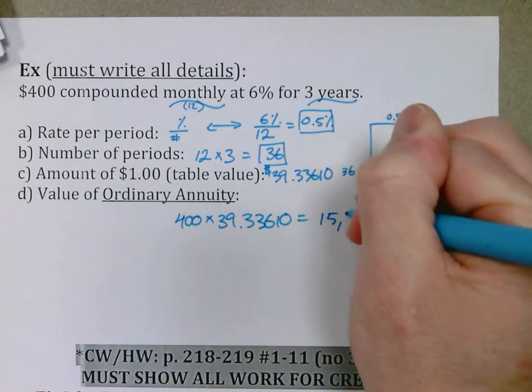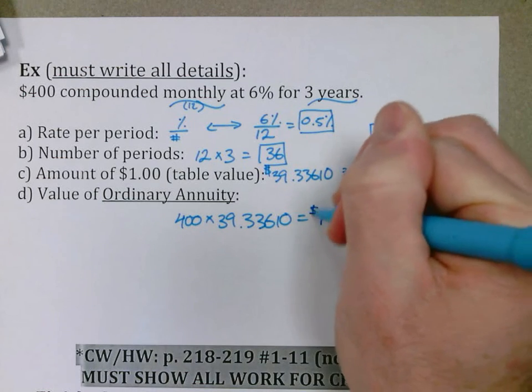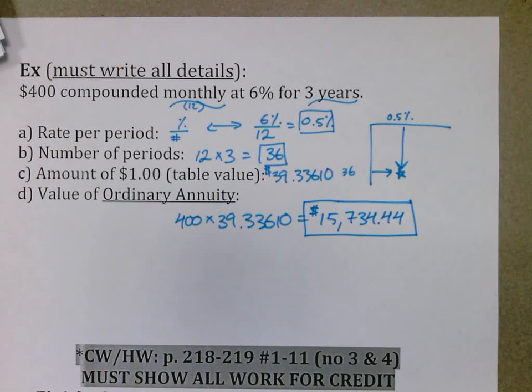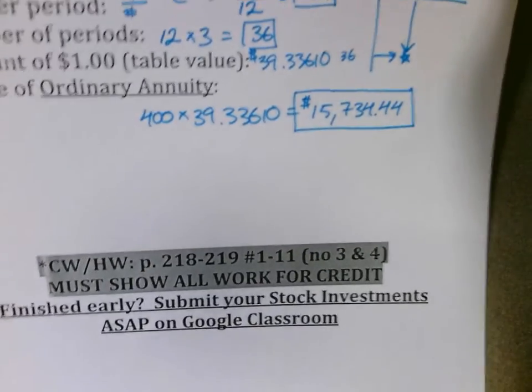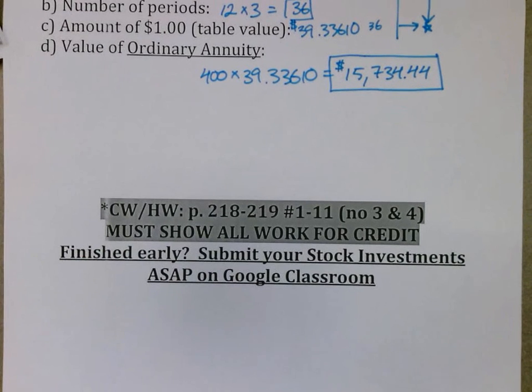That shakes out to $15,734.44. Now remember, this is not purely interest. This is based on making $400 payments monthly, but while that's occurring, you are receiving that interest rate as well. $15,000. Woo! Yeah, baby.